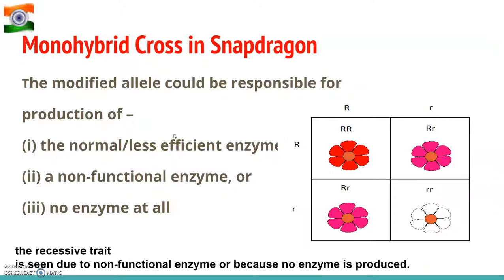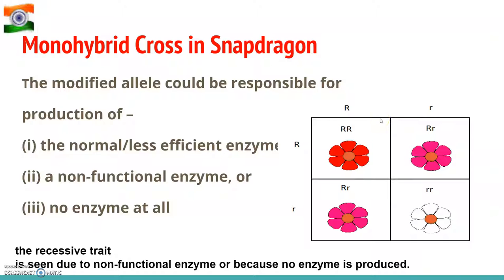So the recessive trait appears. Now, why does the recessive trait appear? Due to a non-functional enzyme or because no enzyme is produced at all. In the first case, the modified allele is equivalent to the unmodified allele. That is, it will produce the same phenotype that results in the transformation of a substrate. Such equivalent allele pairs are very common. But if the allele produces a non-functional enzyme or no enzyme, the phenotype may be affected, and the phenotype or trait will only depend on the functioning of the unmodified allele.